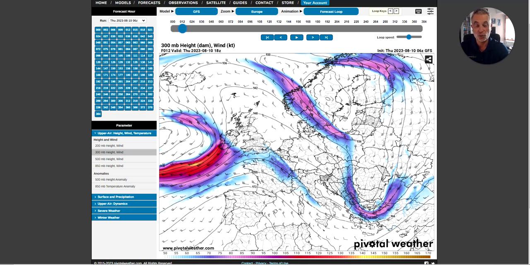Here we're going to be taking a look at the 300 hectopascal or millibar height level chart, centered on the European continent using the GFS weather forecasting model over Europe, using the Pivotal Weather site that has a lot of interesting weather graphics and weather charts.